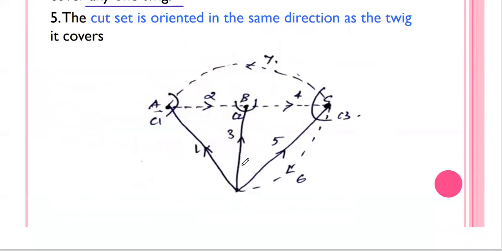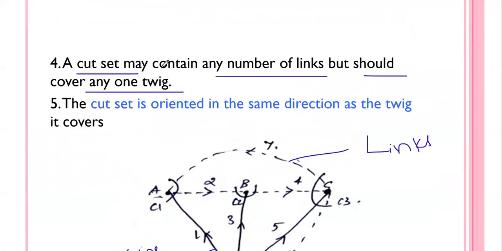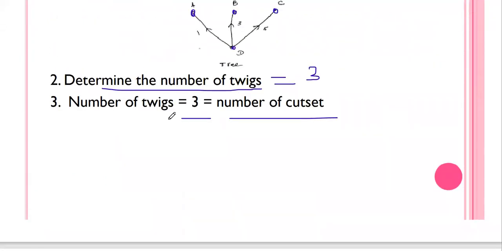Here you see this solid line, the 1, 3, 5, these are said to be the twigs. The solid lines are the twigs, and the dotted lines are said to be the co-tree. The corresponding branches are said to be links. So here, the number of cut sets is equal to the number of twigs.